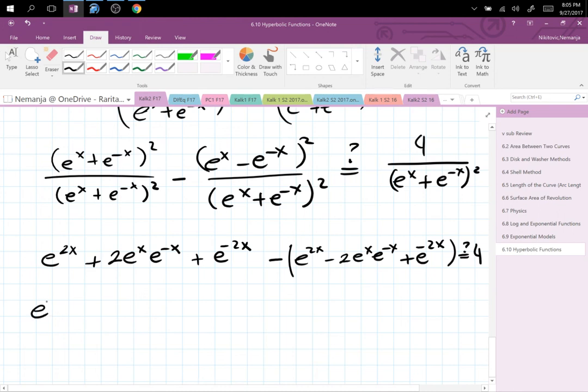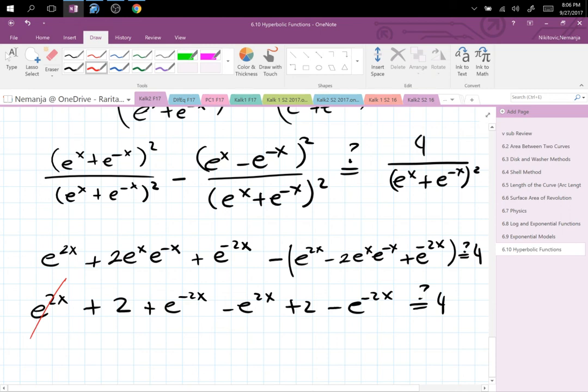e^2x. Now this is 1 because e^x times e^-x is e to the x minus x, which is e^0. e^0 is 1. 1 times 2 is 2, so plus 2. Plus e^-2x minus e^2x plus 2 minus e^-2x, and that should be 4. This and this cancel, this and this cancel, and there it is. 4 equals 4. Proved.